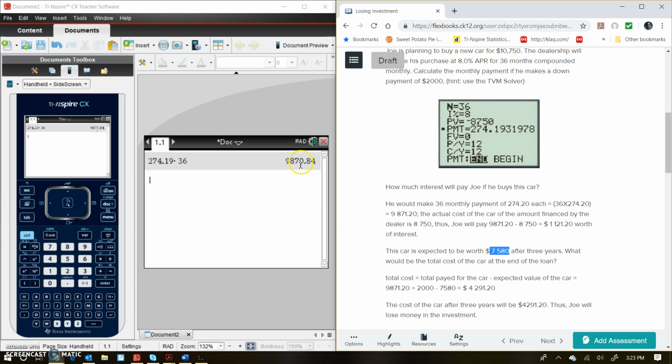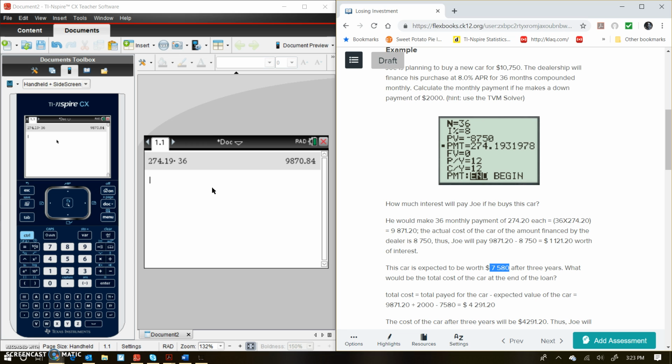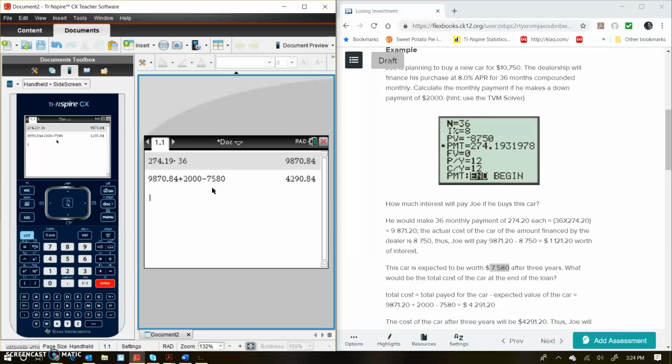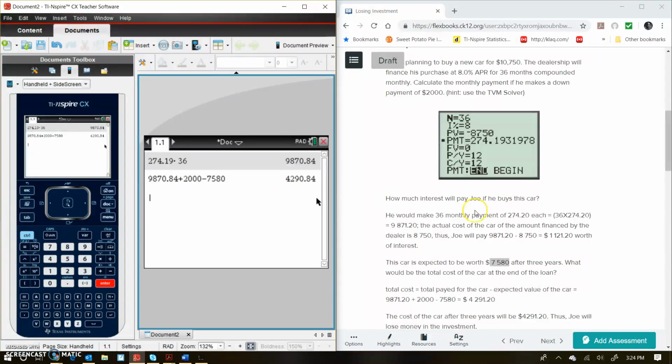So we do our price, which is this number, plus the $2,000 we put down. This goes into how much we're paying in cost. Then we subtract the current worth of the car. So to gain the worth of $7,580, we had to pay interest of about $4,290.84. That's what we mean by buying and losing investment. The investment's going to lose its worth, and this is how much it costs us to gain that.